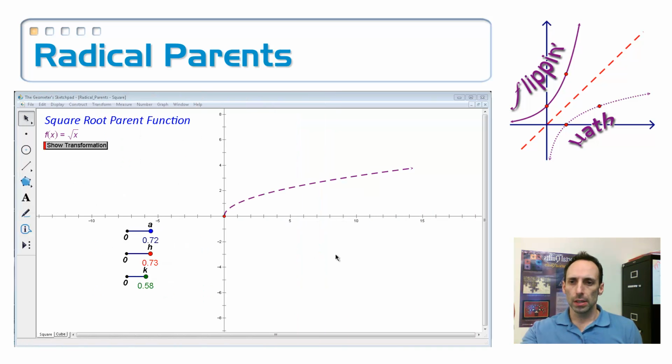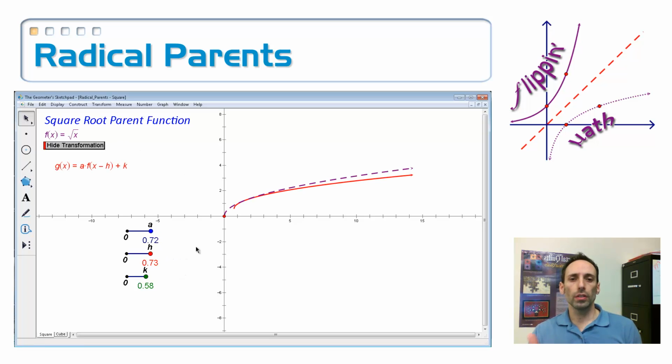Alright, so right here on this demo, this Geometry Sketchpad demo, which you can find on my website if you have the app on your iPad. Okay, so I've got myself the parent function graphed in purple there for y equals the square root of x. And then I have all of the parameters, the a, the h, and the k, that I'm going to do the transformations on. So let me go ahead and show the transformations. And it's already starting to be transformed right now because the a value is not at 1, it's at 0.72. And the h and the k values are at some other values.